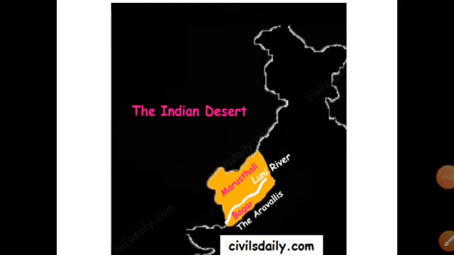Next we saw the Indian Desert, which is also called Thar Desert. Here the Aravalli range acts as a boundary between the Peninsular Plateau and the Indian Desert. Thar Desert is divided into two regions, that is the actual desert region, which is also called Marusthali, and the semi-desert region, which is called Bangar.